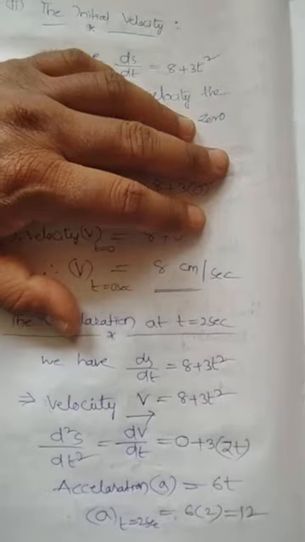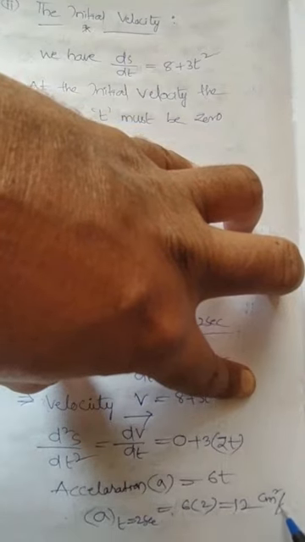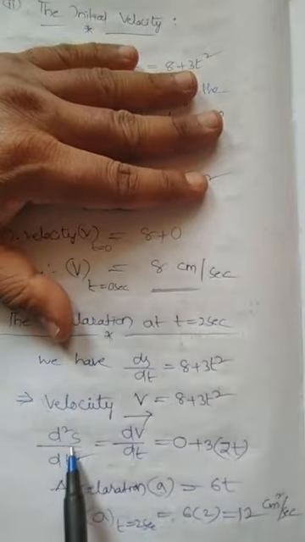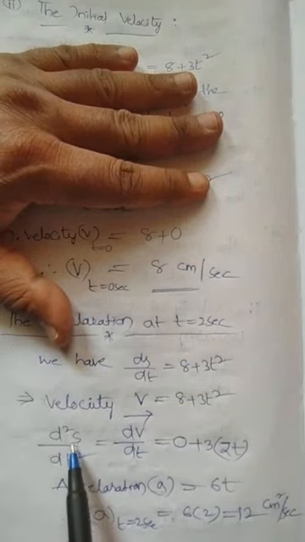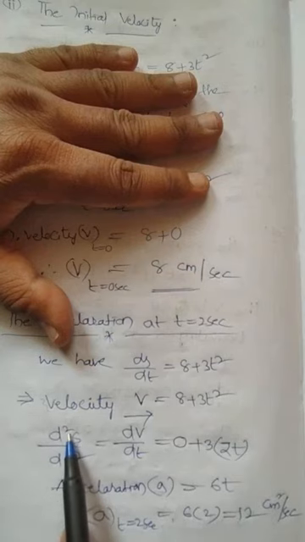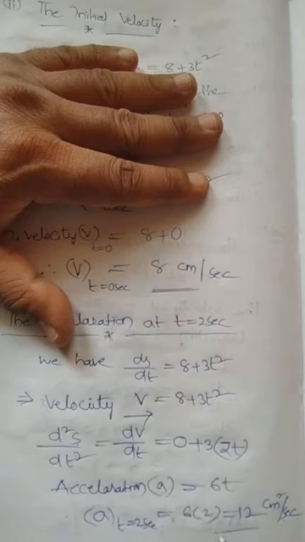Now its units: the displacement unit is centimeters, the second time derivative makes it centimeter per second squared, where the time unit is seconds. So the acceleration units for this problem are cm/s². So we got the acceleration at time t = 2 seconds as 12 cm/s².